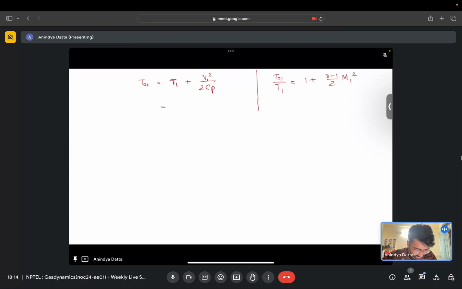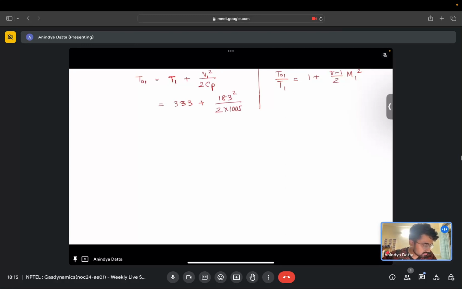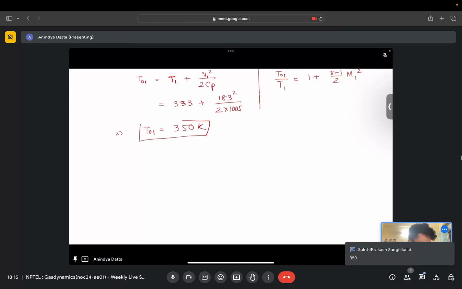So what is the temperature given? Temperature is given as 60 degrees centigrade, which means 60 plus 273, 333 Kelvin. Velocity is given as 183 meters per second, 183 squared divided by 2 times Cp, and Cp is 1005. If we do that, we will get a stagnation temperature of approximately 350 Kelvin.